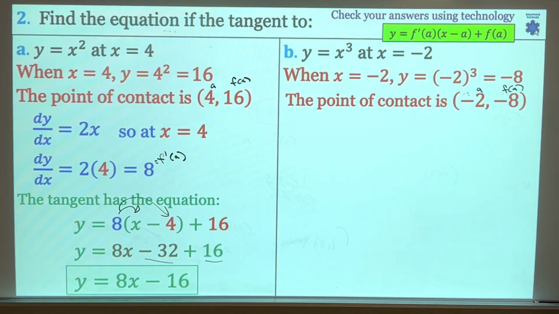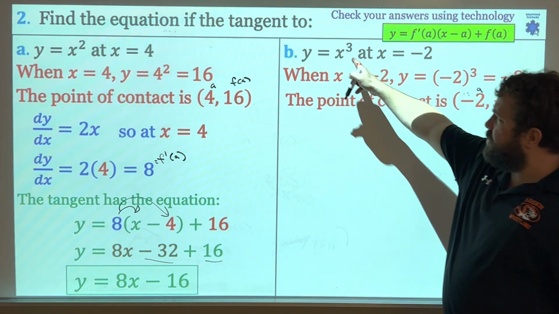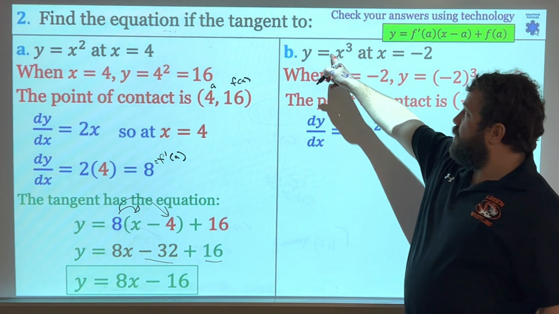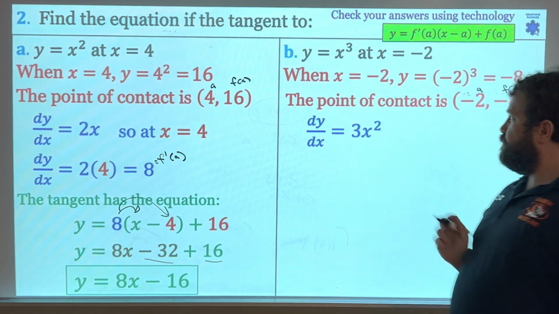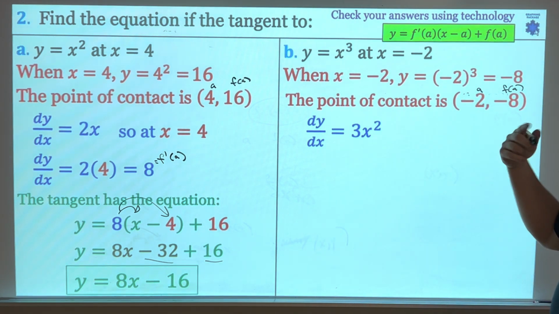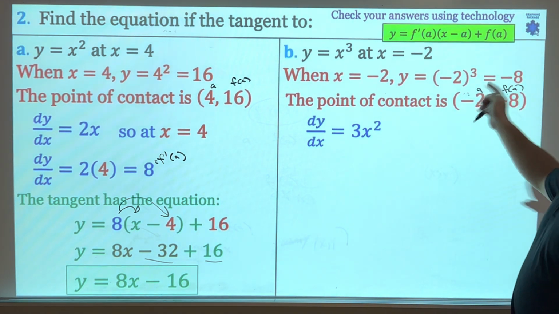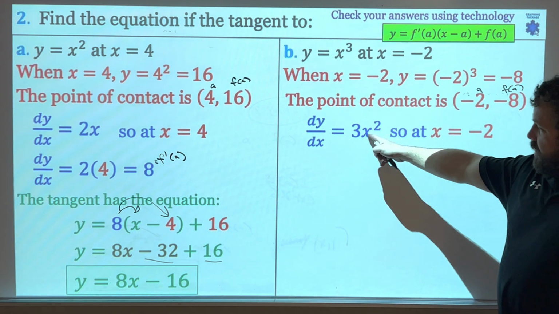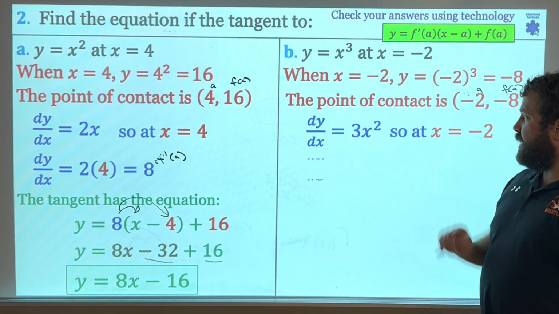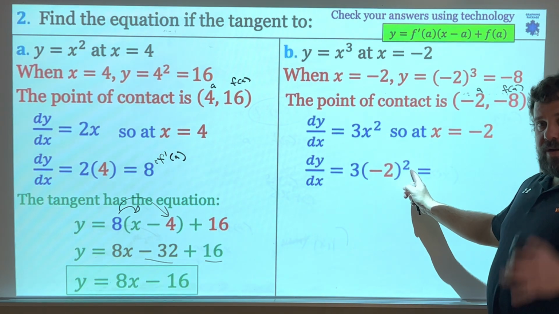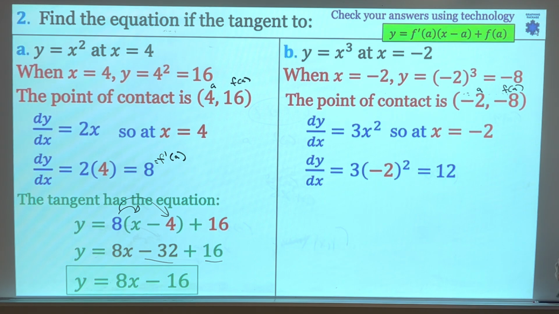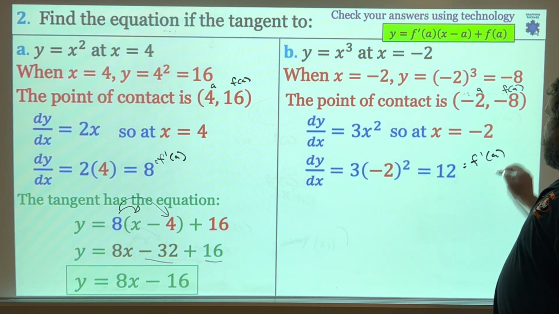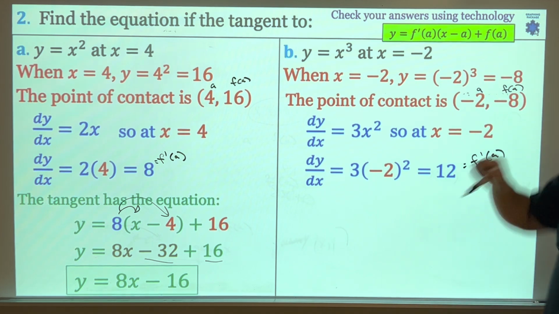Derive. Derivative of x cubed is 3x squared. We've got to find f prime of a. So at x equals negative 2, plug that in for x. 3 times negative 2 squared. Negative 2 squared is 4. 4 times 3 is 12. My 12 is my f prime of a. Boom, boom, boom. Plug them into the equation.